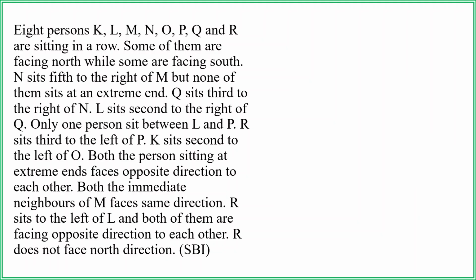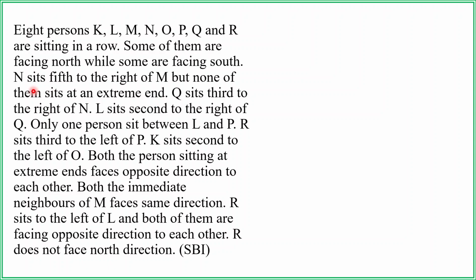So this is the reference question, students, as I've told you earlier in my previous video. Let's start. 8 persons K, L, M, N, O, P, Q and R are sitting in a row. Some of them are facing north while some are facing south. Okay, so these 8 persons, some of them are facing north and some of them are facing south. N sits fifth to the right of M, but none of them sits at an extreme end.